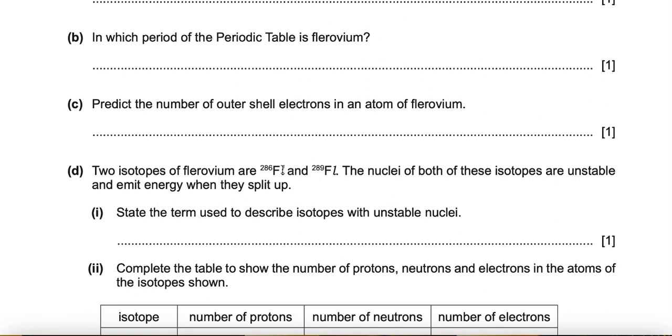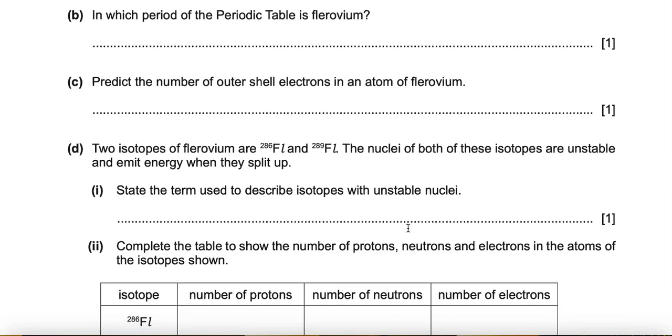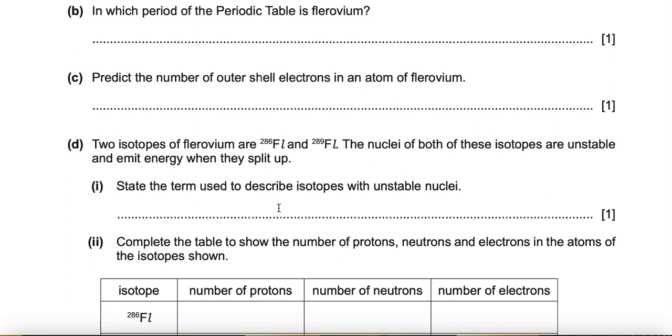So there are two isotopes, 286 and 289. The nuclei of both of these isotopes are unstable and they emit energy when they split up. State the term used to describe isotopes with unstable nuclei. Isotopes with unstable nuclei, we say they are radioisotopes. Radioactive or radioisotope. If an isotope has unstable nuclei, we say they are radioisotopes.